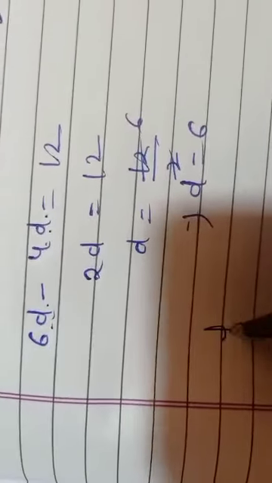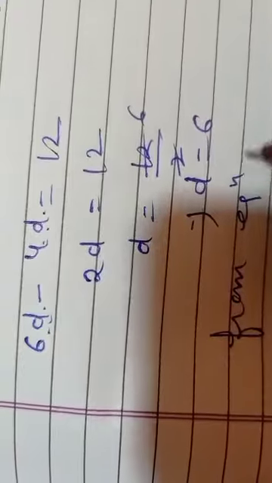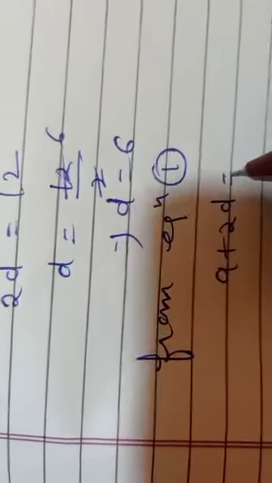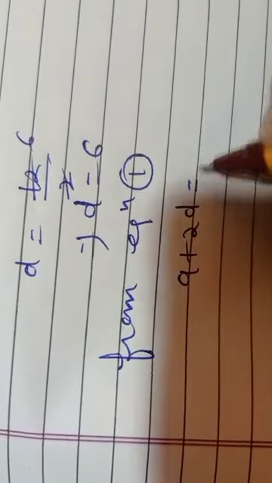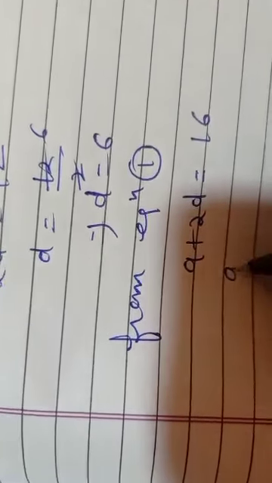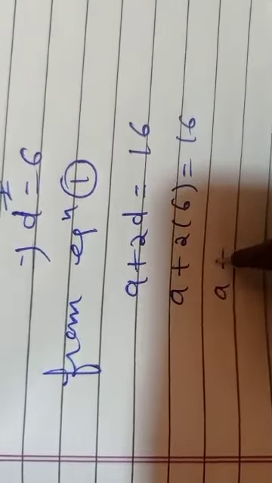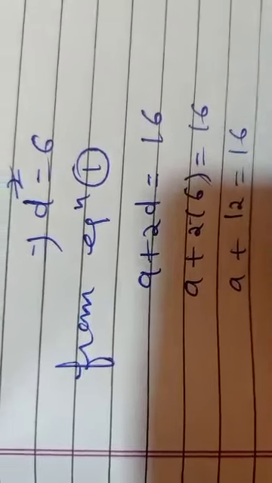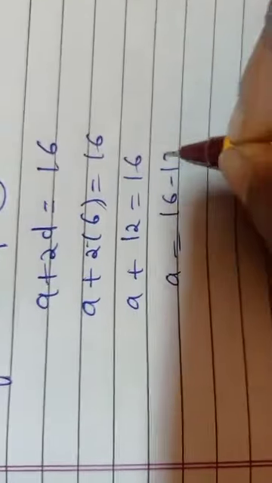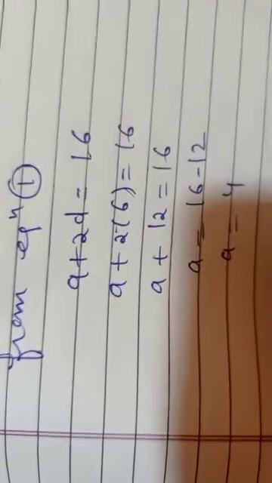From equation 1, A plus 2D is equal to 16. A plus 2 into 6 is equal to 16. A plus 2 sixes are 12, it is equal to 16. A is equal to 16 minus 12. A is equal to 4. That is, the first term is 4 and the common difference is 6.